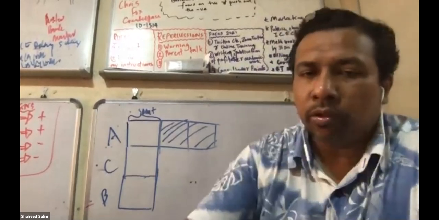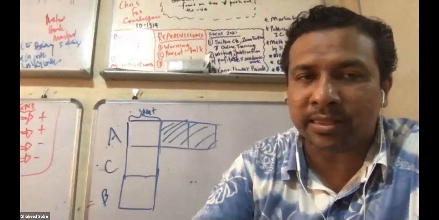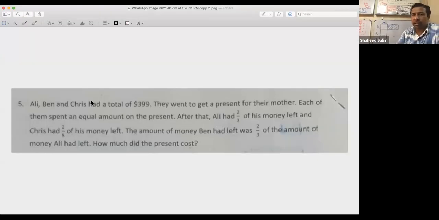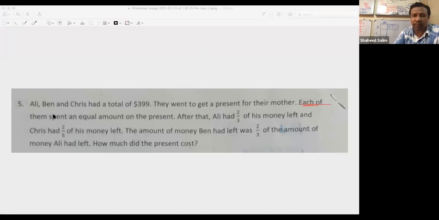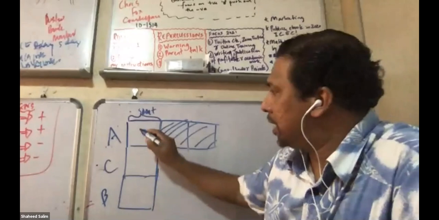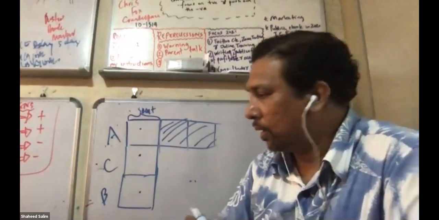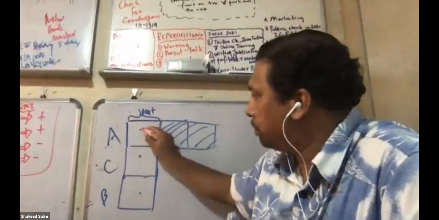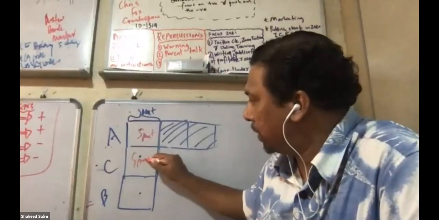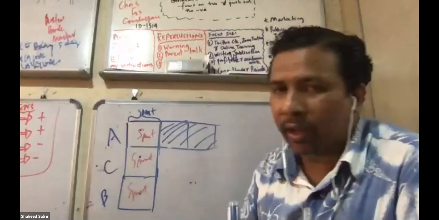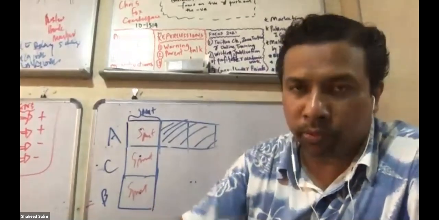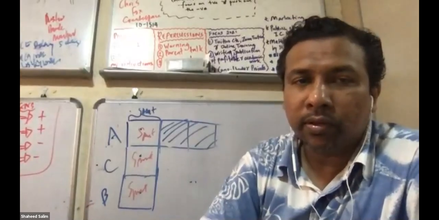I repeat, you must understand this part. When we draw, you must understand now down here. Can you see this very clearly? Please see very clearly down here. Each of them down here, can see, spend an equal amount on the present. So that's why this is the equal amount on the present. You understand this part? I hope you do. Okay, we move on.